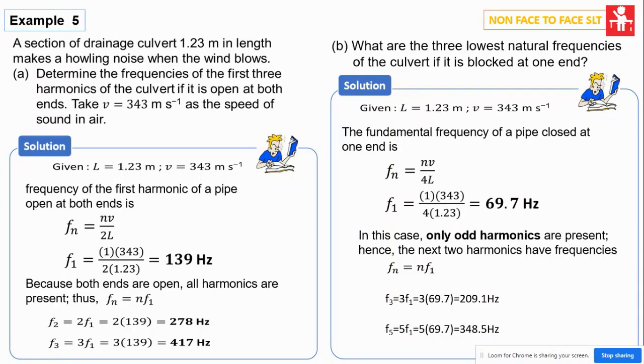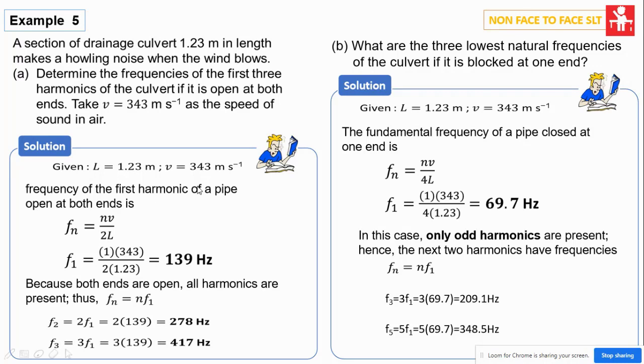Let's continue with example 5. A section of drainage cover 1.23 meter in length makes a howling noise when the wind blows. Determine the frequency of the first three harmonics of the cover if it's open at both ends. Take v equal to 343 meter per second as the speed of sound in the air.